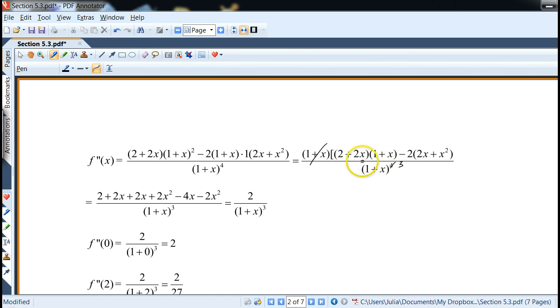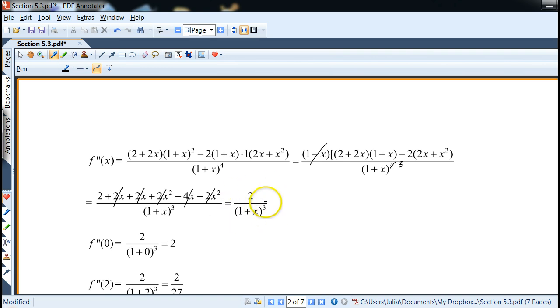I used FOIL on the first two. So I get 2 times 2x plus another 2x and then plus 2x squared. And then here we distribute the 2, which is minus 4x minus 2x squared. And now notice what's happening here is the 2x and the 2x plus 2x would give us 4x minus 4x. That would be gone. And then 2x squared is gone with a negative 2x squared. So notice how we just end up with 2 times 1 plus x cubed.